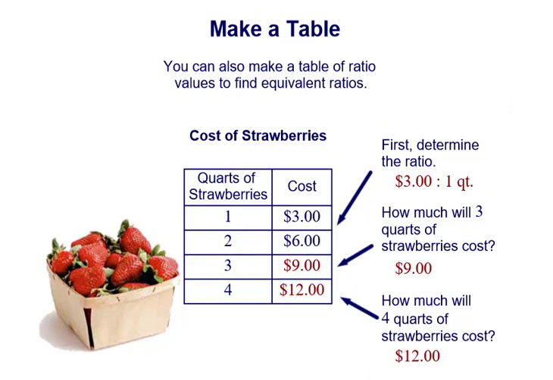So we can see from the first column that 1 quart of strawberries is $3. So we have the ratio of $3 to 1 quart. That then helps us with 3 quarts of strawberries, which would be $9, since you're multiplying by 3, and 4 quarts of strawberries would cost $12. We can fill in those missing values once we have that first ratio to use to find the other equivalent ratios.